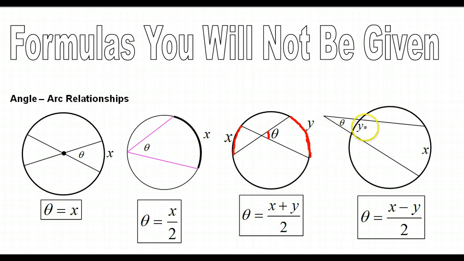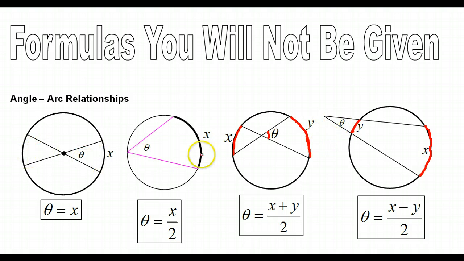Now when the angle is outside of the circle, you can find that angle still using these two arcs, but it's slightly different. Instead of adding them up and dividing them by 2 like you do when you're taking the average, you will subtract them and divide by 2. So just be careful that when you do the subtraction, you want to do the bigger arc minus the smaller arc divided by 2. So that's how you find the angle when the vertex is outside the circle.